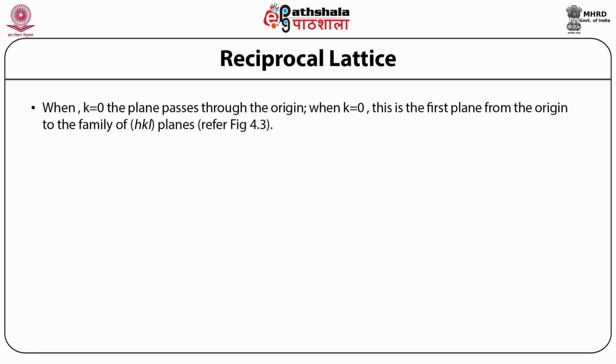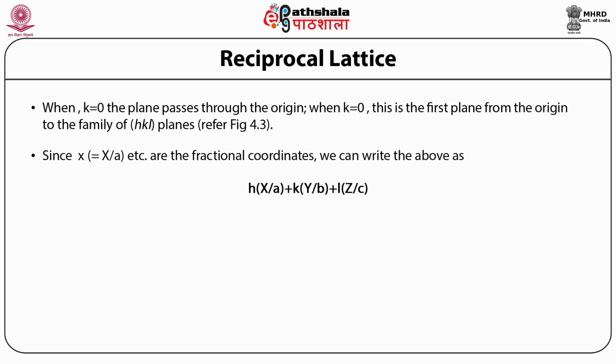When kappa equals 0, the plane passes through the origin. When kappa equals 1, this is called the first plane from the origin of the family of HKL planes. You can refer to this figure. Since the fractional coordinate x equals the actual intercept divided by the original cell dimension a, which is equal to capital X by a, and like that y equals capital Y by b, and z equals capital Z by c, where these little a, b, c are the cell dimensions in the real space. Now these little x, y, z are called the fractional coordinates.